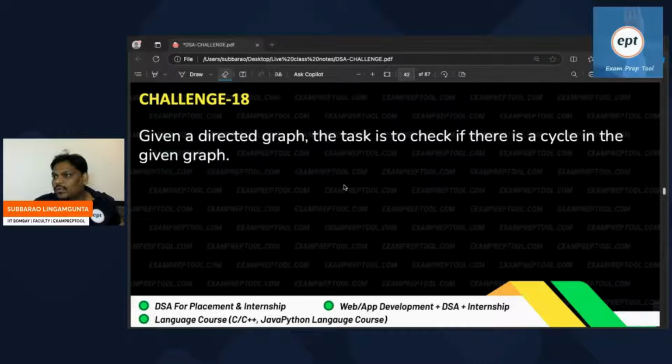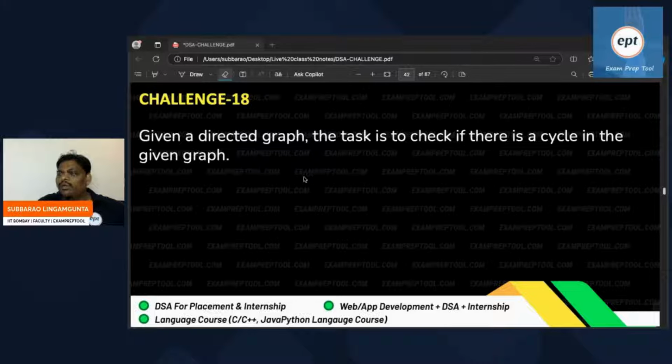Yesterday we discussed this problem. Now we are going to see the answer for this, so please try to understand what is going on. I hope you tried it. See challenge number 18, what exactly this problem is. I will give the answer also.